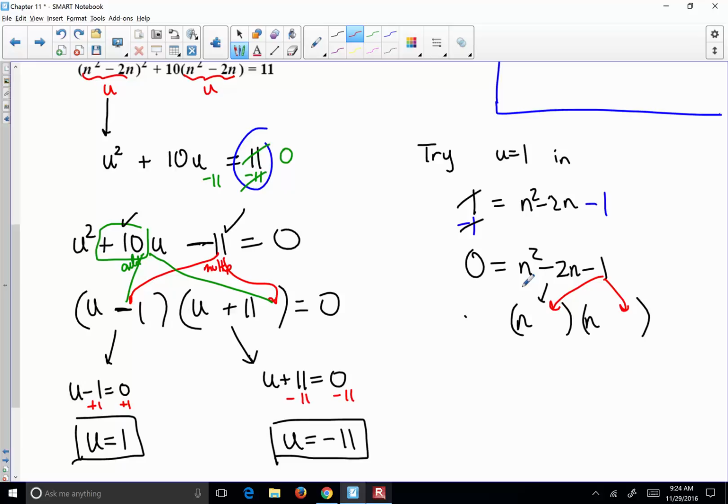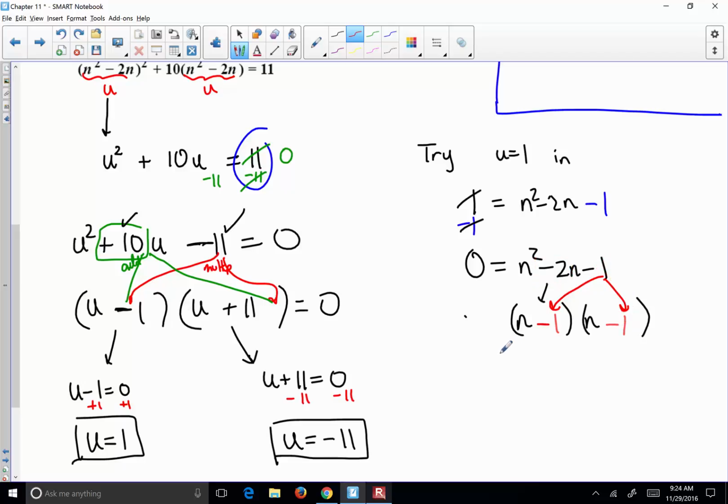I'm thinking positive 1, negative 1, they will make 0. I'm thinking 1 and 1, but positive 1 and positive 1 won't make minus 1 when you multiply, right? I'm thinking minus 1 and minus 1. Minus 1 times minus 1 will make positive 1. It's not going to work. So can I take minus 1 and 1? Yeah, they will add to minus 2. However, when you multiply, it's not going to make minus 1, because minus 1 times negative 1 makes positive 1, right?